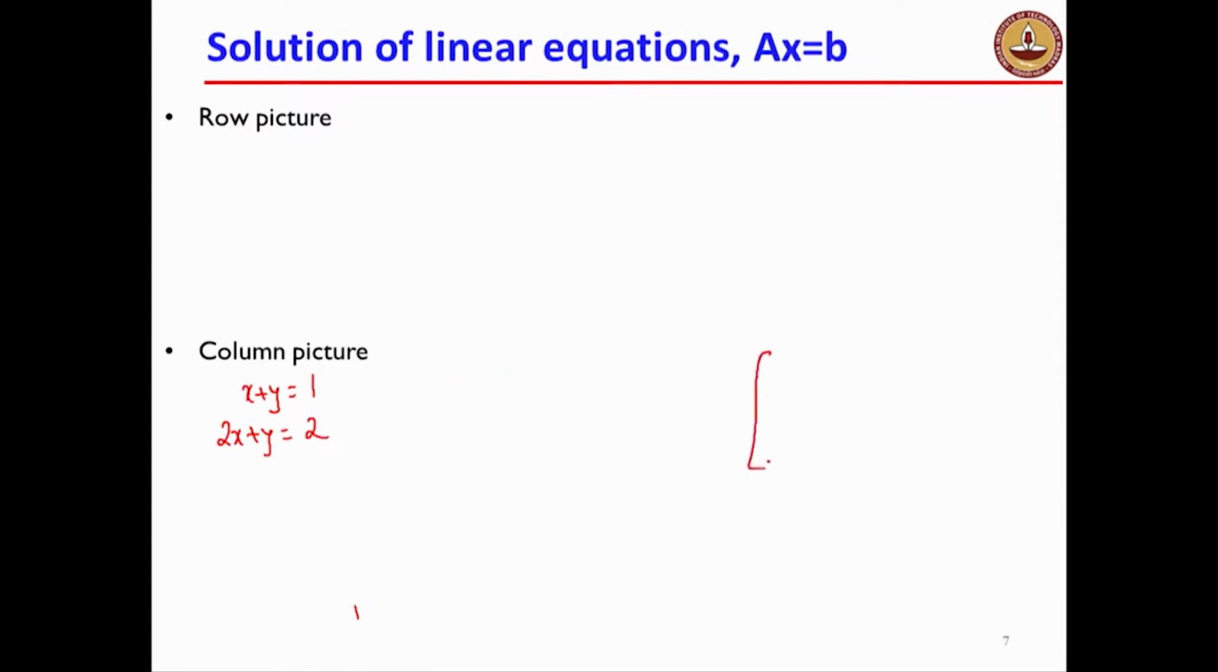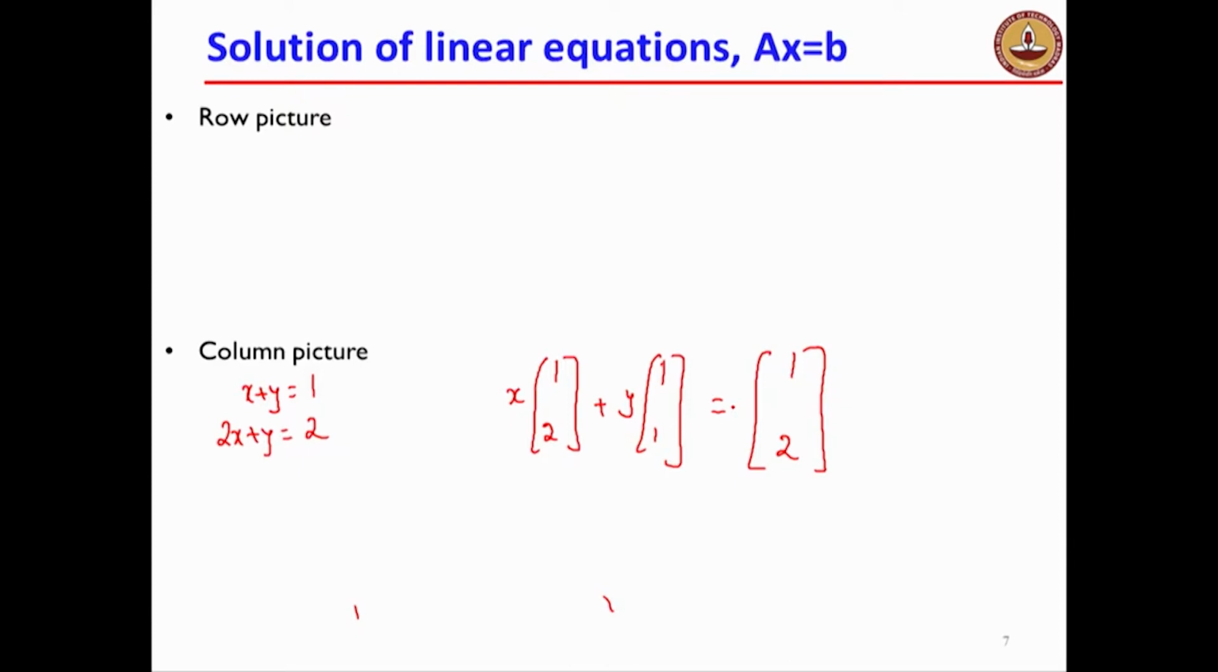So I can write on my right hand side, I have this vector 1, 2. We know what it represents. It represents some point in 2 dimensions, and I am going to write this as the column picture, or the column interpretation of the system of linear equations.